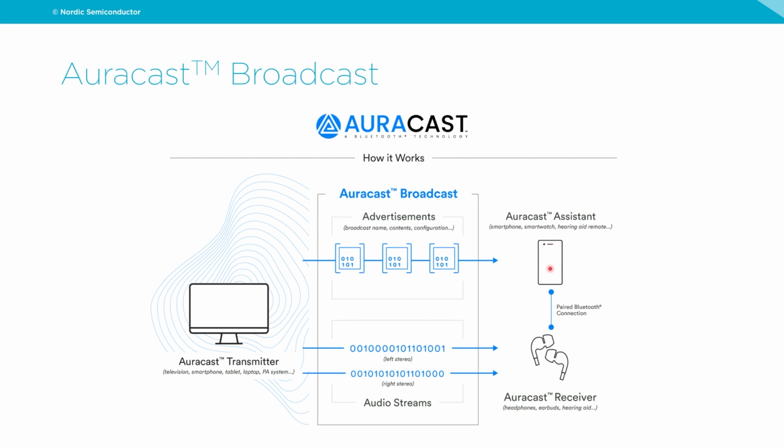And then the user would select which stream it wants to listen to, and it would use this periodic advertisement sync transfer feature to send the information to the Auracast receiver. And this would be your headphones or earbuds, hearing aid, those kinds of devices that typically have small batteries. So you'd want to make sure that you save as much power as you possibly can to extend the battery lifetime of that device.